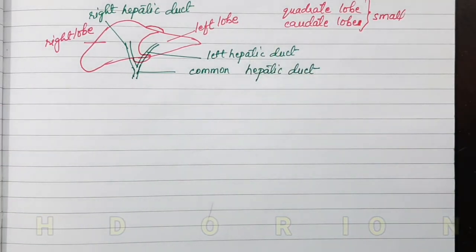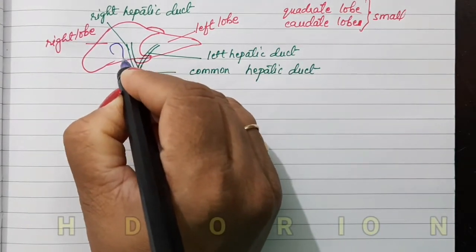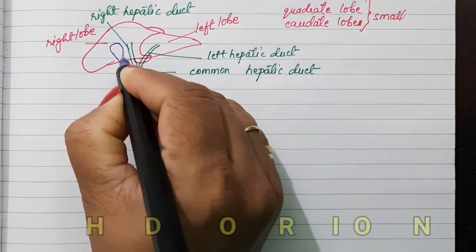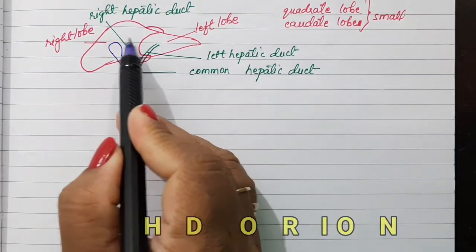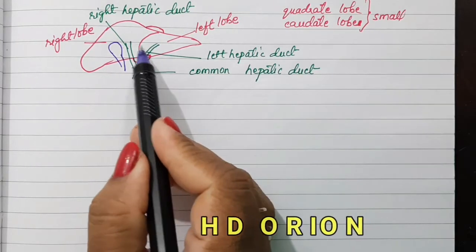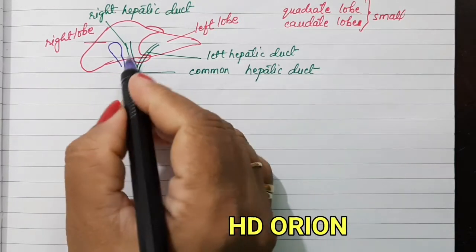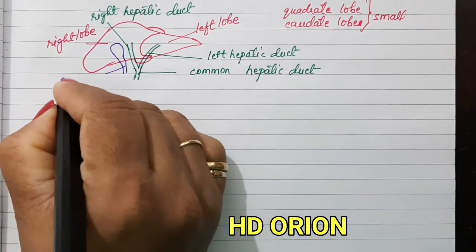There is a gallbladder that is present. The gallbladder stores the excess of bile juice. Whatever bile juice is produced, the major function of the liver is to produce the bile juice. So the bile juice is stored in the gallbladder. There is another duct that arises. This is known as the cystic duct.